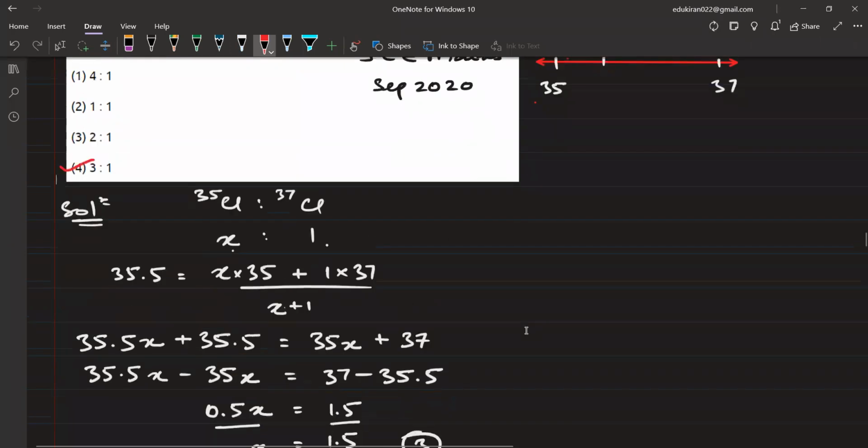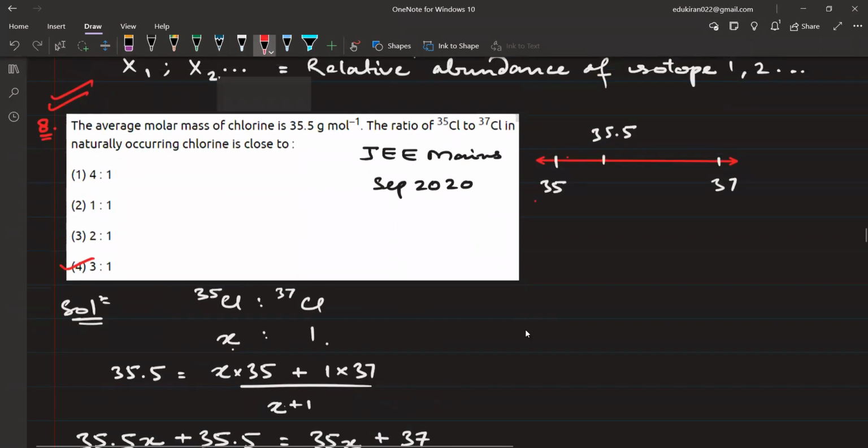Okay? Now see the second method for this question. You have 35 chlorine here, you have 37 chlorine here. What you need to do is you need to divide. You saw 35.5, it is nearer to 35 chlorine. So obviously the amount of 35 chlorine will be much larger. The amount of 35 chlorine will be larger than 37. That is why the average molecular weight is near to 35. Okay, you have to think in that way.